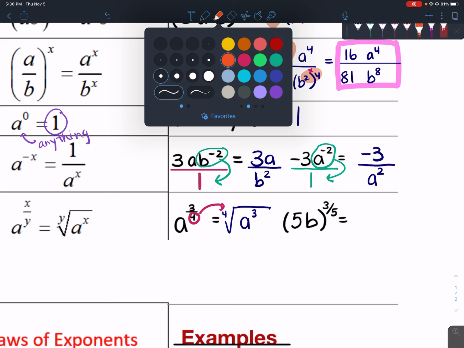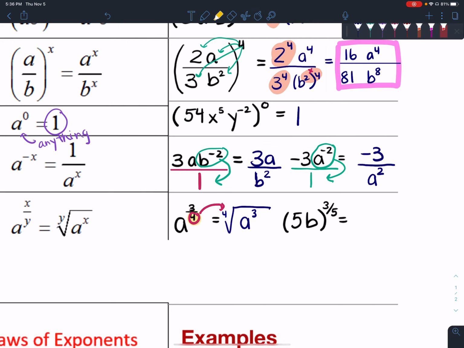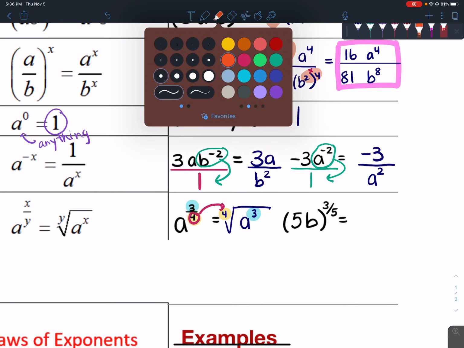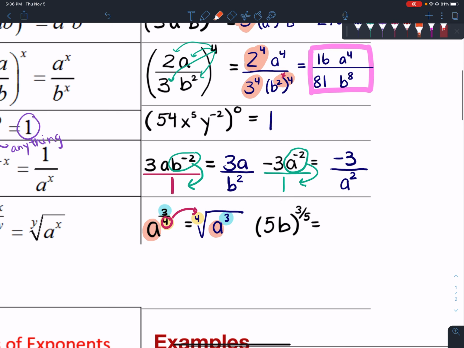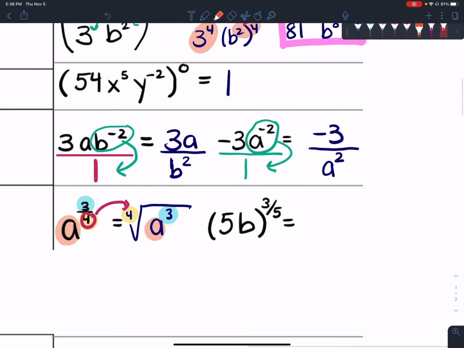So let's just color code this. So our denominator goes here, and our numerator goes here. And our base goes here. And I'm emphasizing the base because in this next example, the base is more than just one variable. It's this entire thing within the brackets. So that's something to remember.